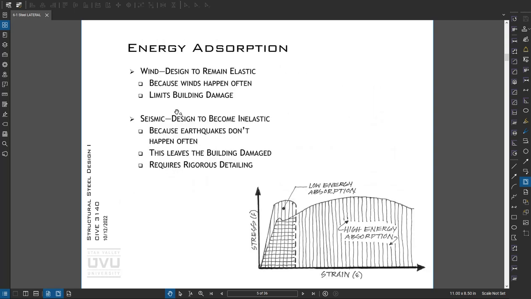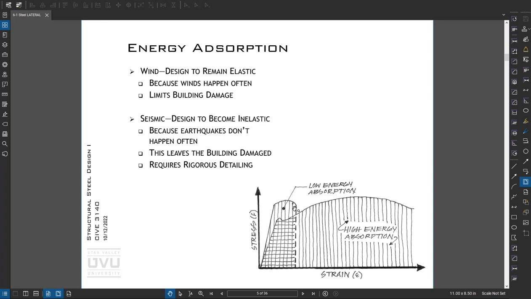For wind, we want to design things to remain elastic because wind loads happen almost daily, if not yearly. So by that, we say we stay in this elastic range of the stress strain curve. For seismic, because those forces happen very infrequently and they're so high, we have portions of the building that we allow to be damaged but remain stable.